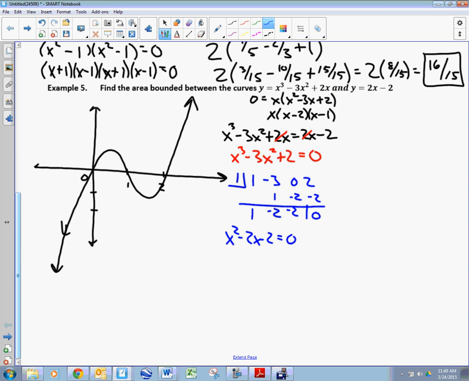So we know we have a solution of 1. That means that the graph crosses through at 1, doesn't it? Okay, that they intersect there. So I know my graph looks something like this.